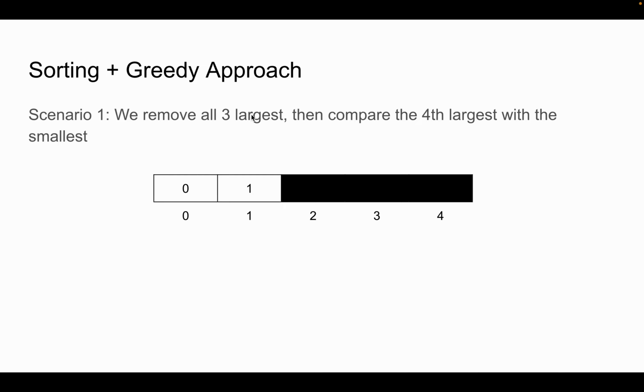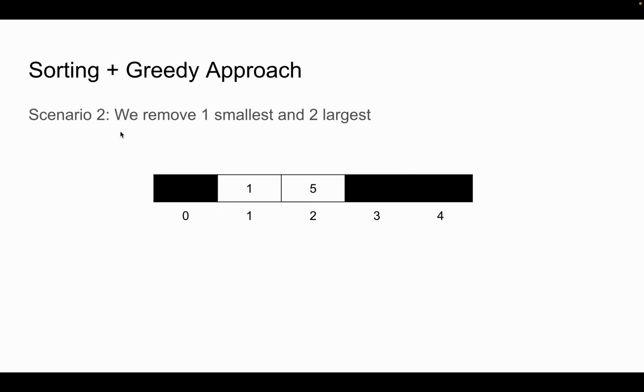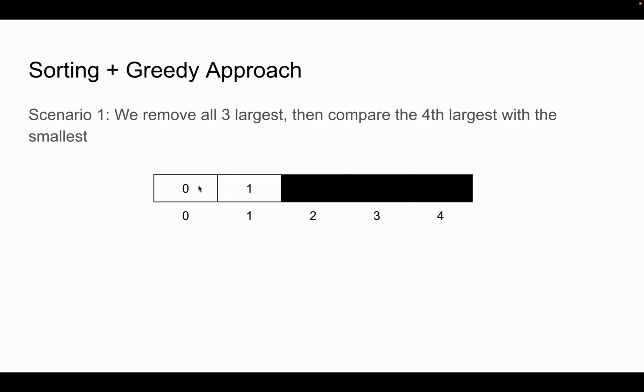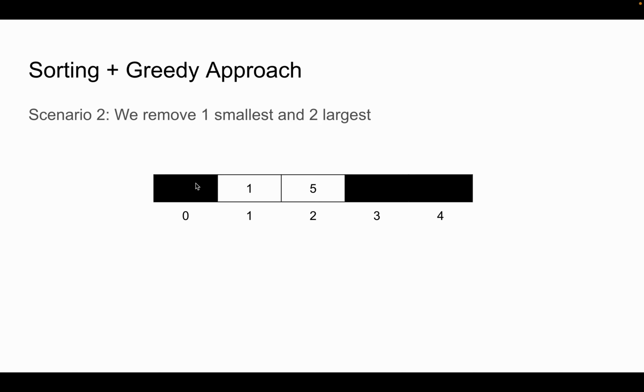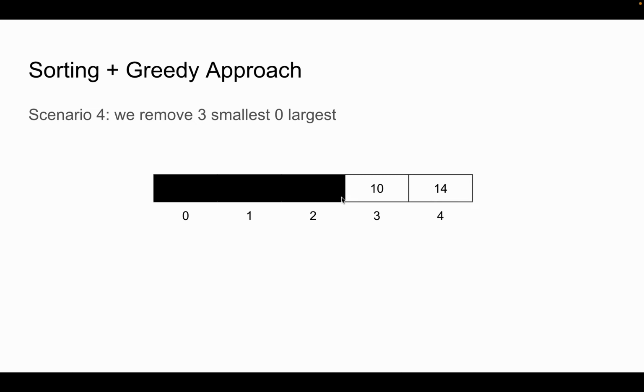So first one is we remove all 3 largest ones, then compare the 4th largest with the smallest. So in this case, you get 1. And then the second one is we remove the 1 smallest and 2 largest. So the difference here is we slightly remove this 3, and now we get this back, and then from the left, we block it. So we block from the left, and then we want 5, and then we block from the left again, and then we block all 3 smallest in this case.